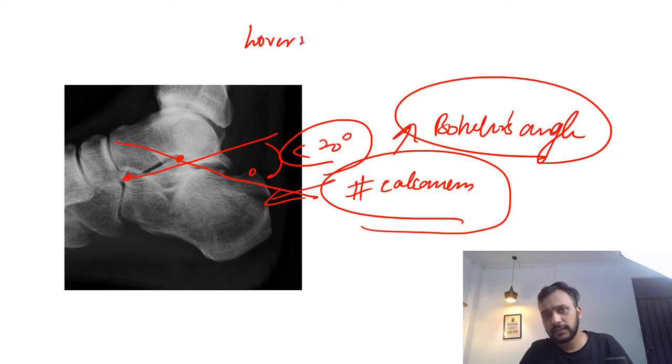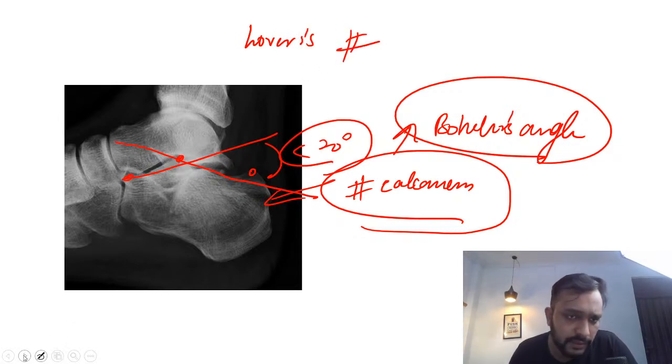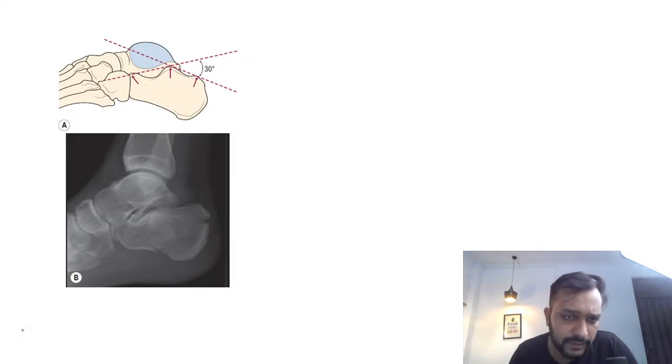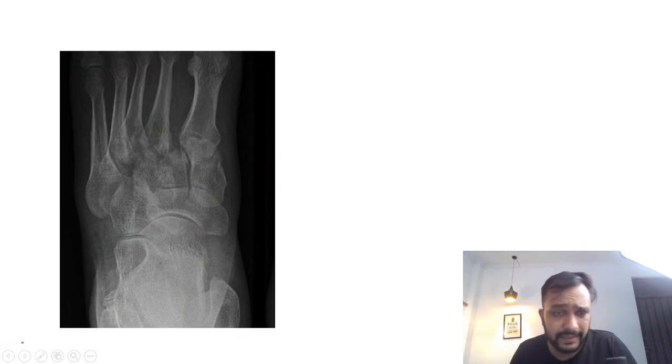So calcaneal fracture is also known as lover's fracture. Okay, lover's fracture. So if the angle is less than 30 degrees, we are going to suspect that it is a case of lover's fracture.